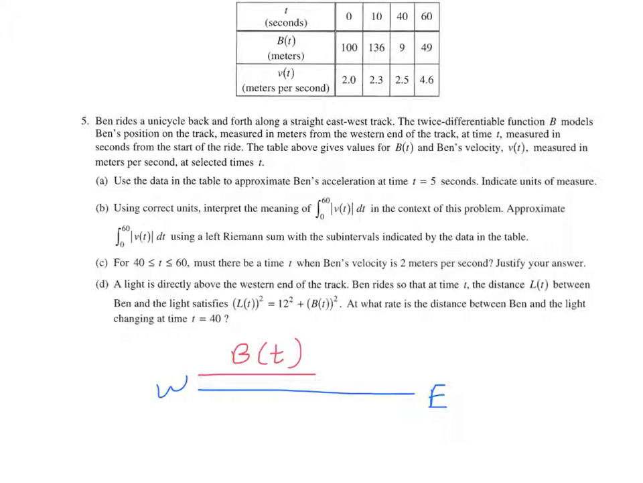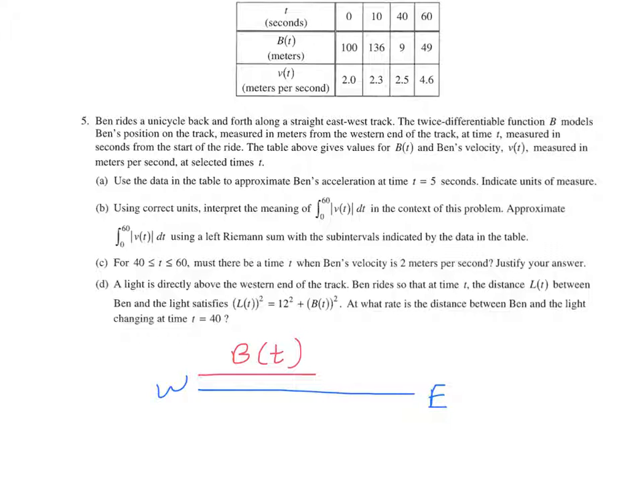And then for t being from 40 to 60, there must be a time t when Ben's velocity is 2 meters per second. They want you to justify your answer. Basically, you're supposed to show that that has to happen. And what really is happening here is really the mean value theorem.